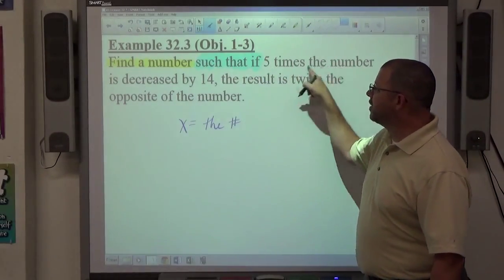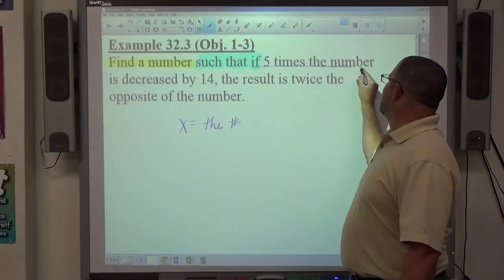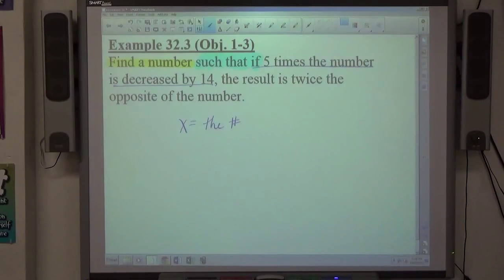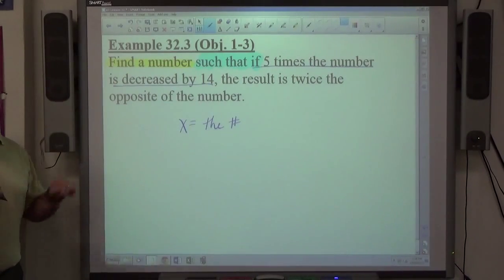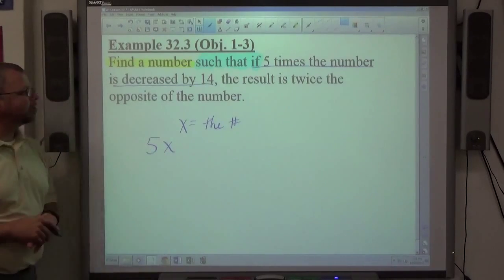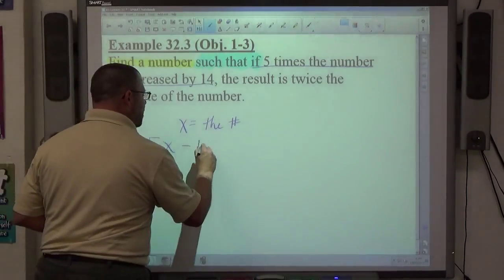5 times the number is decreased by 14. All right, so what we have here is an adverbial clause. How about that for some English for you? If 5 times the number is decreased by 14. So let's take a look just at that part. What does 5 times the number look like if x is the number? 5x. Is decreased by 14 looks like what? Minus 14. And that's the subtraction in the correct order.